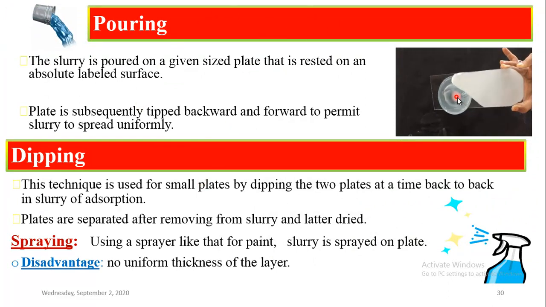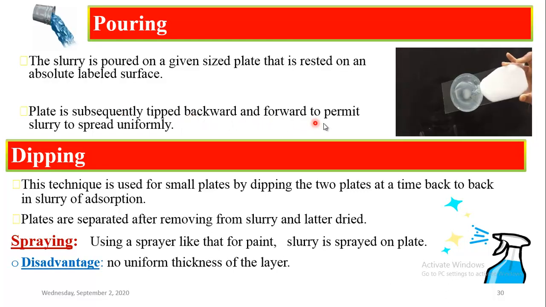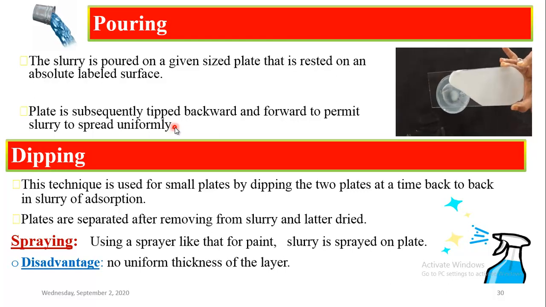We prepare a slurry and pour it onto a glass or plastic plate, and the plate is subsequently tipped backward and forward to permit the slurry to spread uniformly. If it is not uniform, then it will not give a good result. So pouring is very important to get a homogeneous uniformity in a plate.